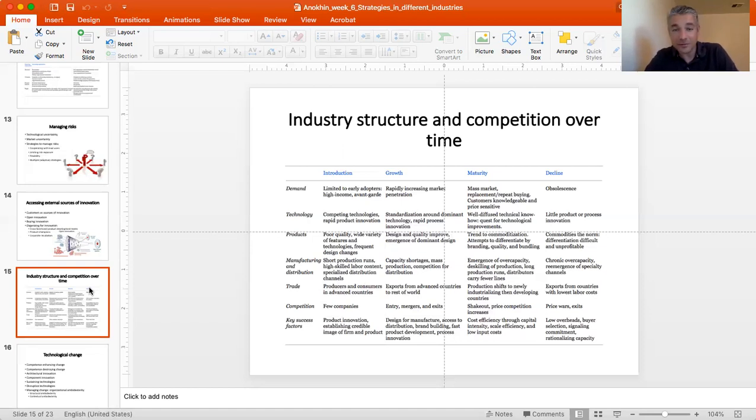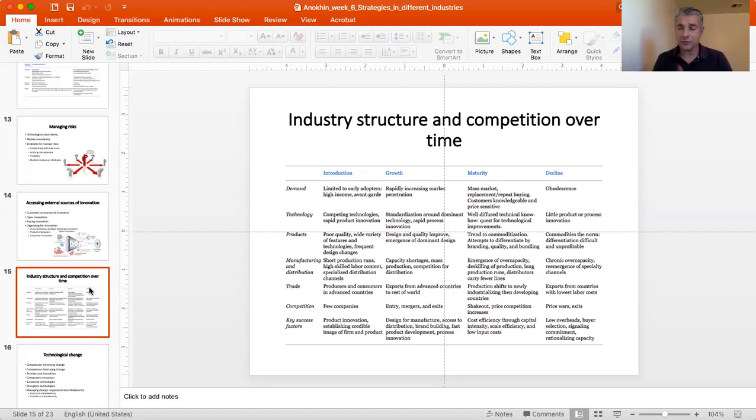So there is this dominant design that gradually emerges. At the maturity stage, there's a trend to commoditization. So everything becomes super standardized. You may try to differentiate through brand and quality and bundling, but that is complicated. And at the decline stage, really, commodity is the norm, and differentiation is difficult and typically unprofitable.